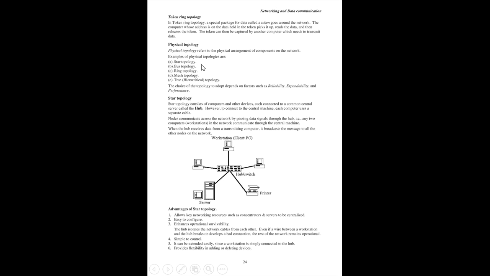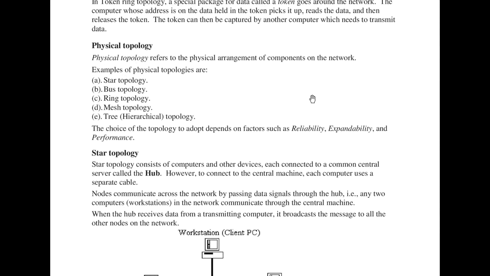Then let's look at the physical topology. We are through with the logical. Logical is how data is transmitted. Physical is how computers are arranged on the tables. You can arrange computers in a star topology, bus topology, ring topology, mesh topology, or a combination of those, which we call hierarchy or tree.